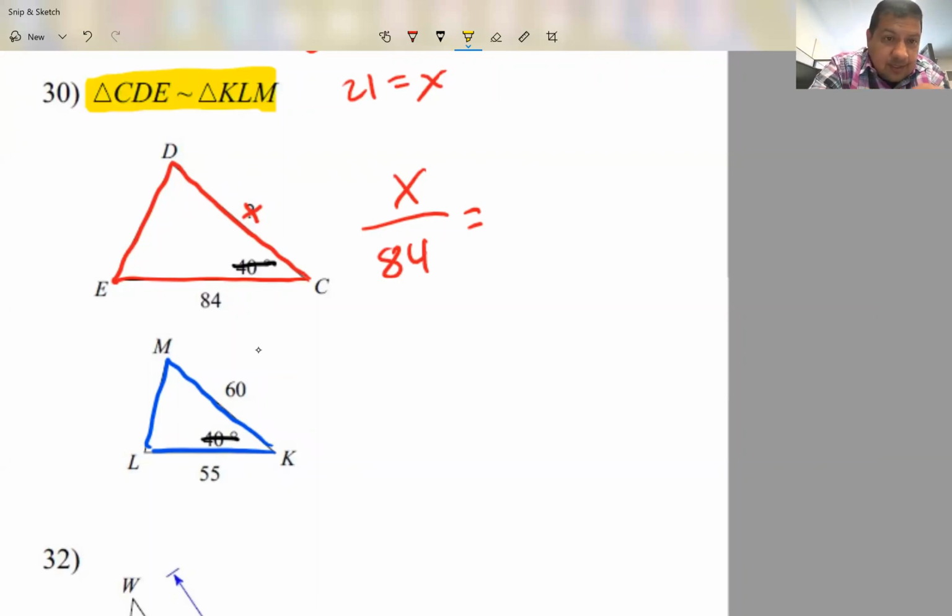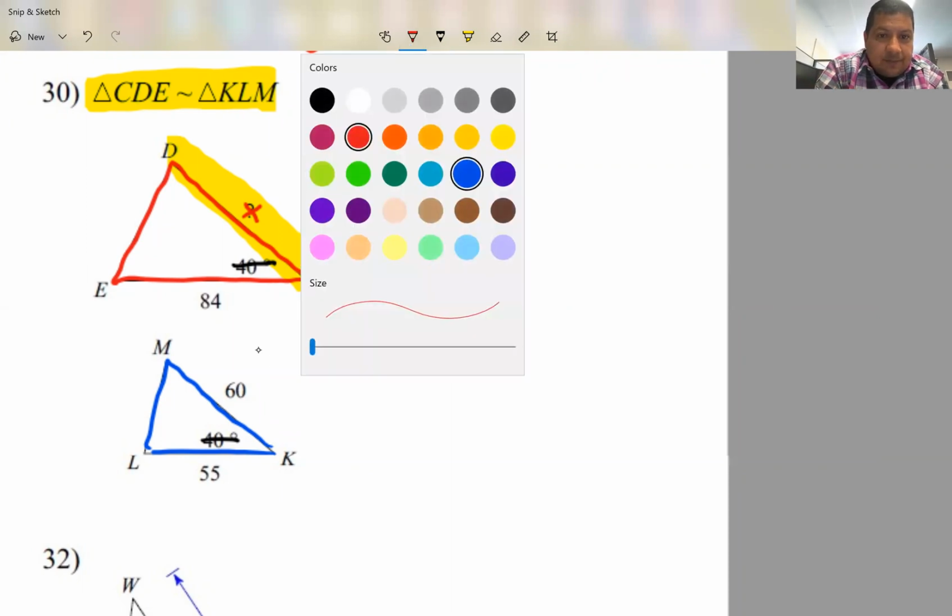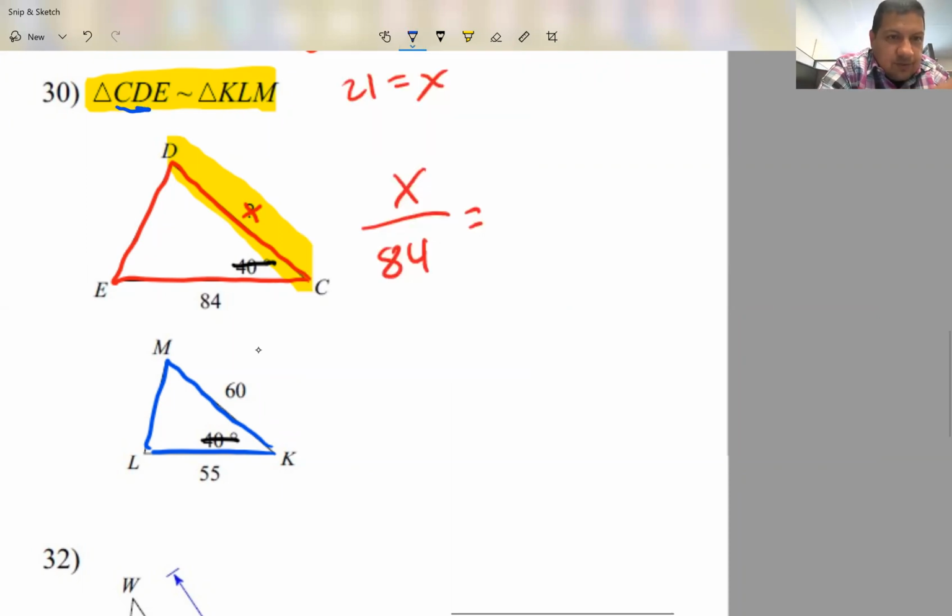I notice that X is the measurement DC, the letters D and C. So I look at the statement and I said, well, those are the first two letters of one triangle. The letters C and D are the first two letters of one of my triangles, so they have to go with the first two letters of the other triangle, which is the measurement KL. Now, KL is 55.